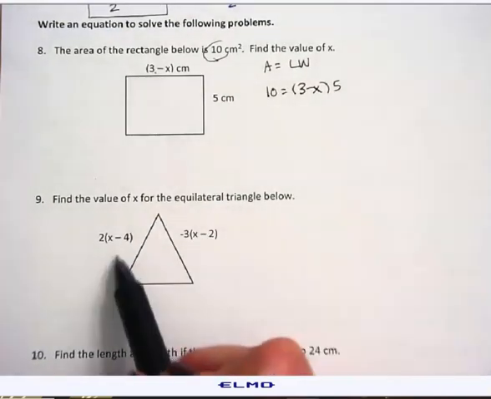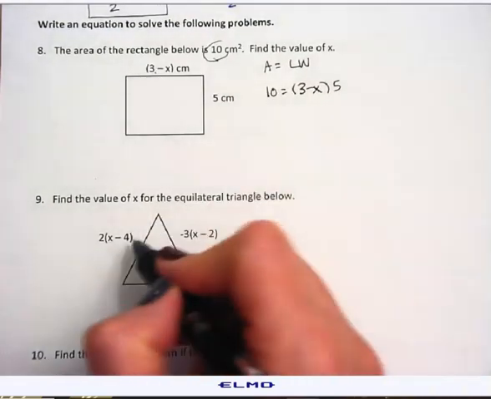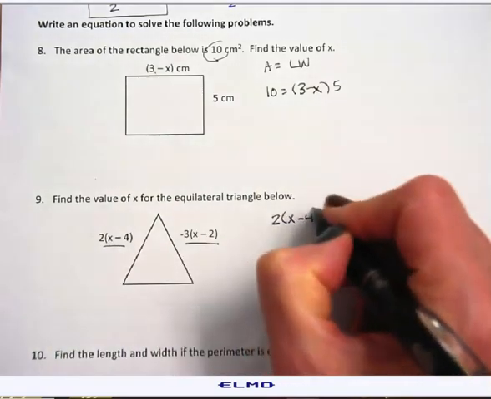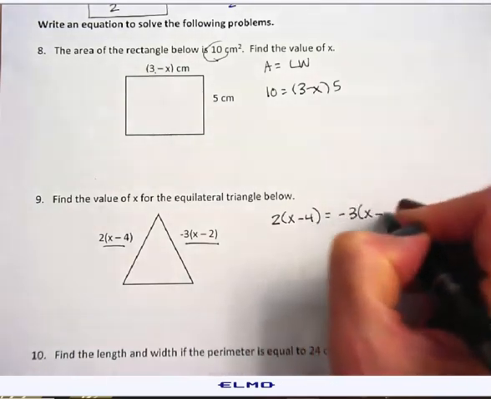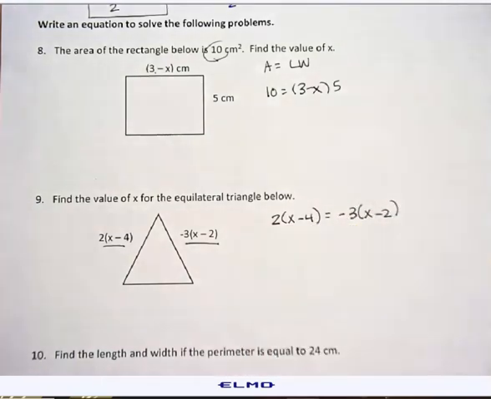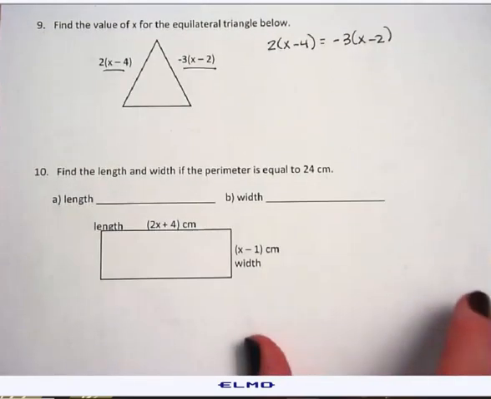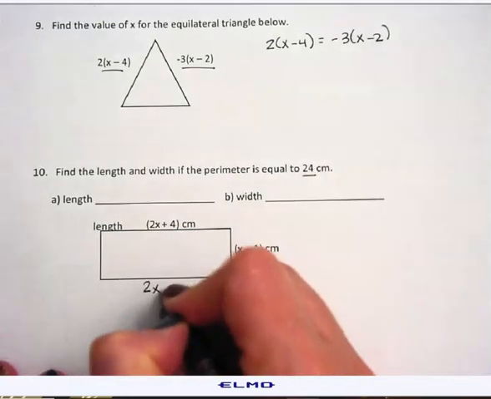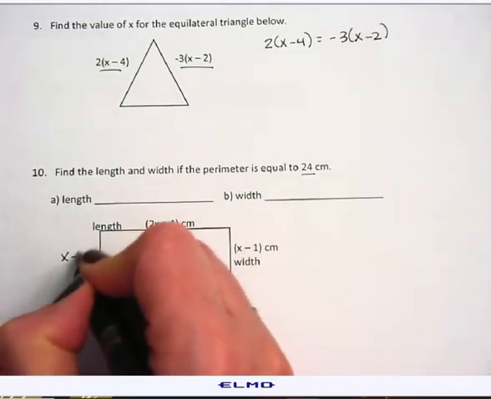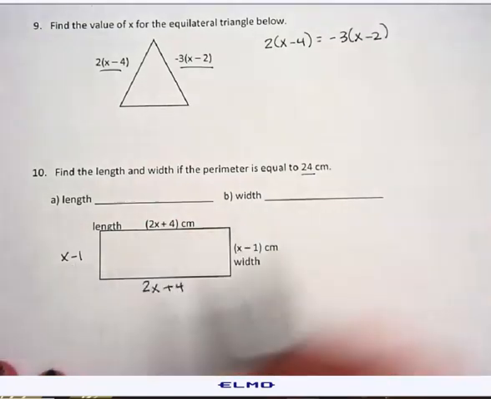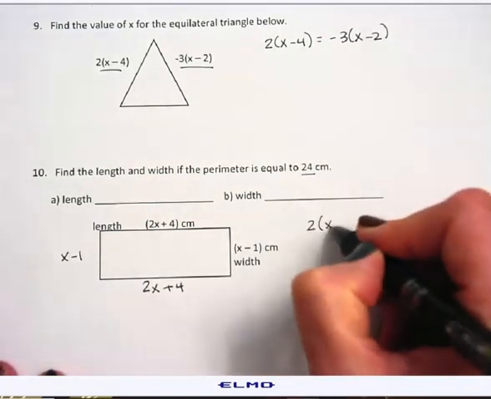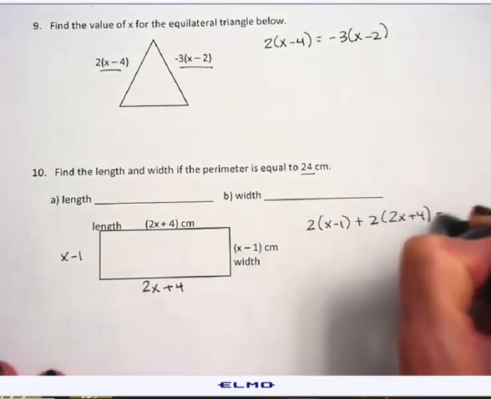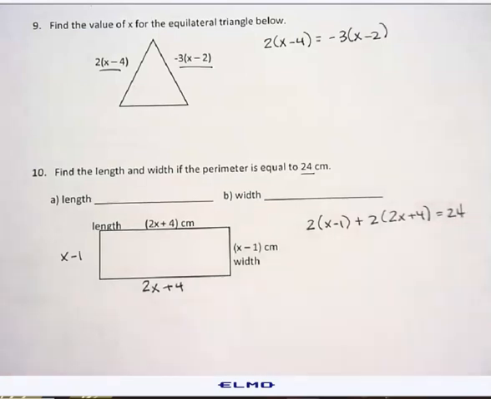Number 9, we're told that this is an equilateral triangle, which means this side equals this side. So I just set up an equation setting them equal. And then on this last one, we have that the perimeter is equal to 24. That means you add up all the sides. So you can just add these all up. You can also write 2 times each side added together equals the perimeter of 24.